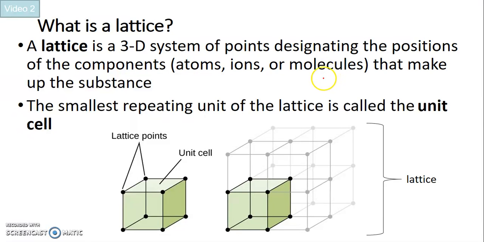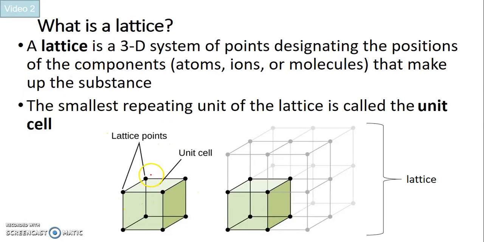And if you then take that 3D lattice and you break it down into its smallest component, that is going to be called a unit cell. So the picture here on the left shows you what a unit cell is, and if you take this unit cell and you repeat it a bunch of times, that's how you get the lattice. Each of these points around a unit cell is called a lattice point.